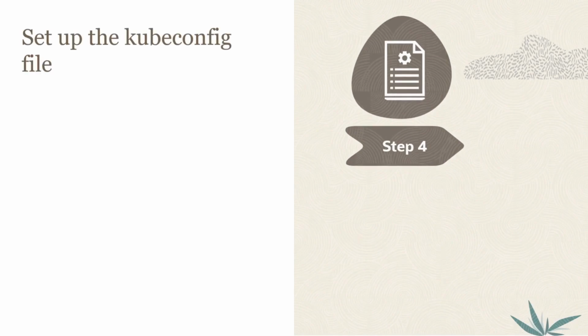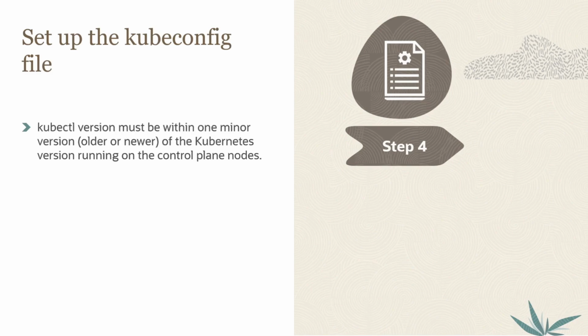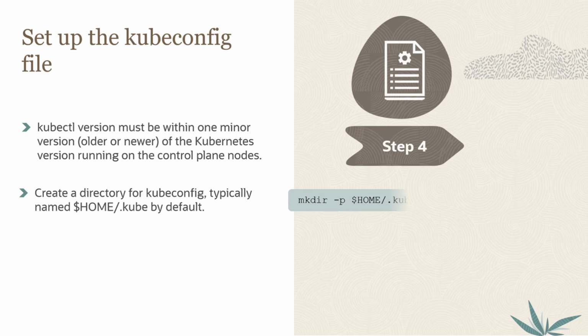First things first, make sure you've got kubectl installed. And here's a tip: ensure your kubectl version aligns closely with the Kubernetes version running on the control plane nodes. Create a cozy spot for your kubeconfig file. The default expectation is the .kube directory within your home directory.